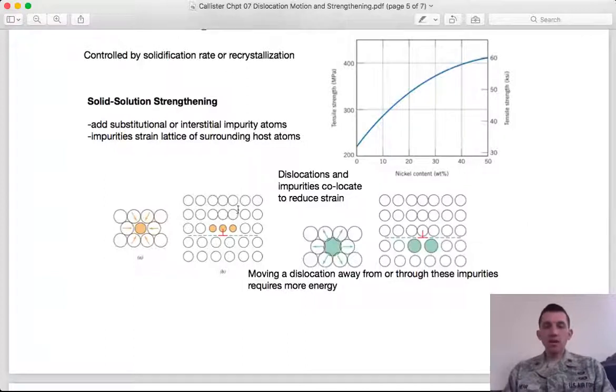However, if I then apply a force and I want to slip these atoms, well, slipping, remember, is the movement of this dislocation, right?